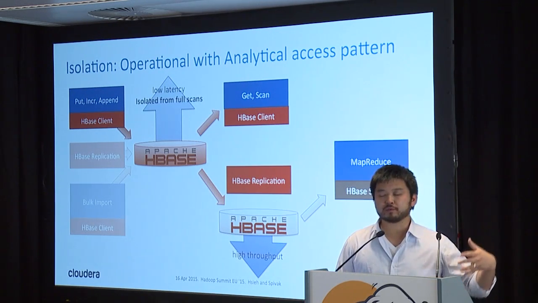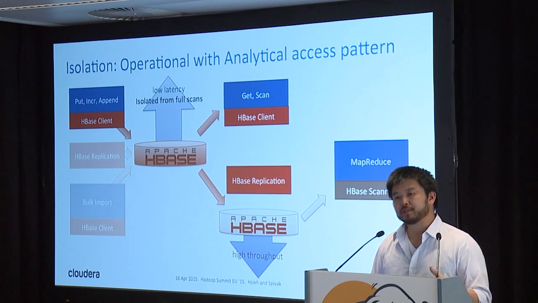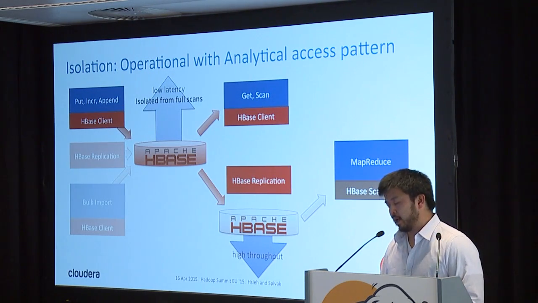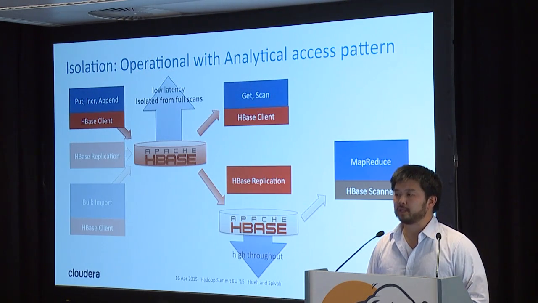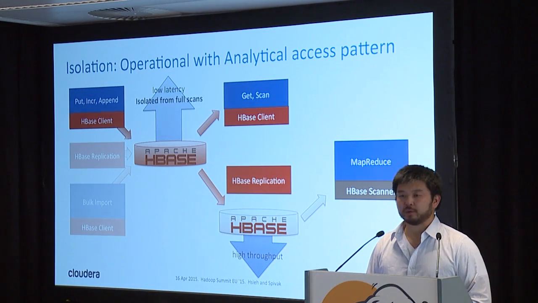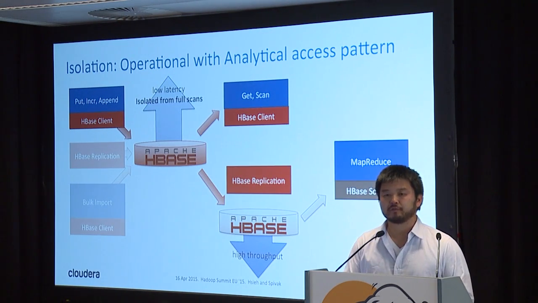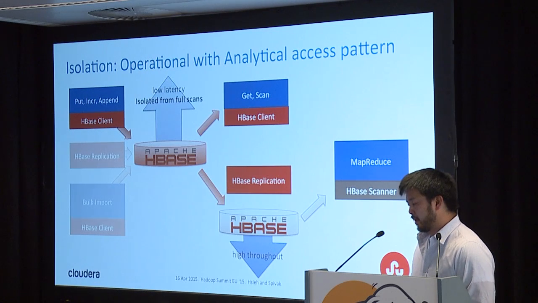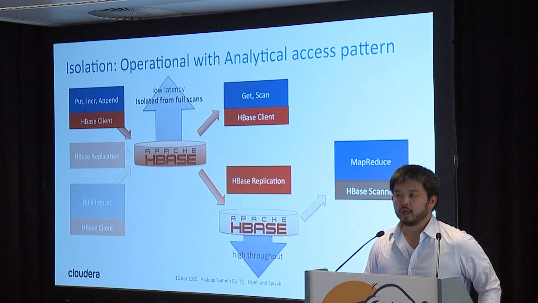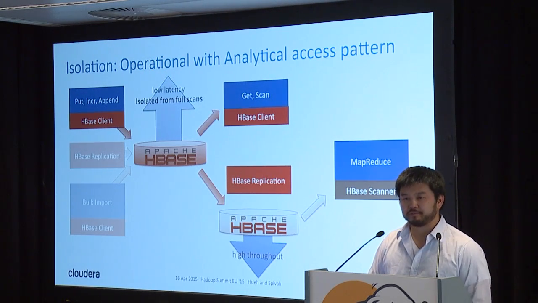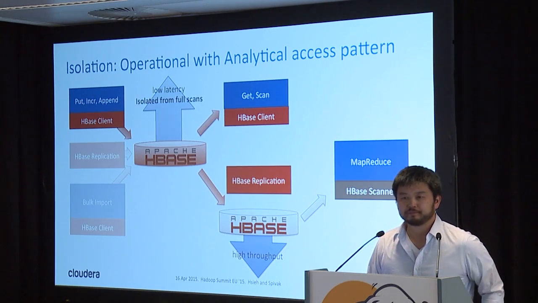So when we do this, we have the real-time workloads hitting the primary cluster, and it's able to serve all these requests with low latency because it's isolated from the full scan workload that would really hurt the latencies of these low latency queries. We're using the replication mechanism to efficiently copy data from one cluster to another, and we'll run MapReduce jobs on the analytic cluster, saving us from the trouble of having these large scans affecting the performance.